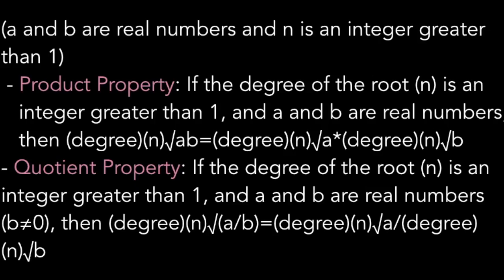When a and b are real numbers and n is an integer greater than 1, the following properties are true. The product property states that if the degree of the root, n, is an integer greater than 1 and a and b are real numbers, then the root with degree n of ab equals the root with degree n of a times the root with degree n of b. The quotient property states that if n is an integer greater than 1 and a and b are real numbers, when b is not equal to 0, then the root with degree n of a over b equals the root with degree n of a over the root with degree n of b.